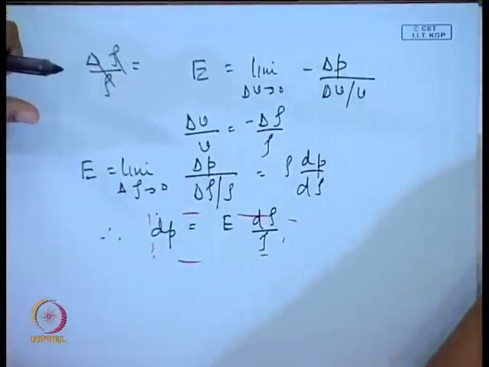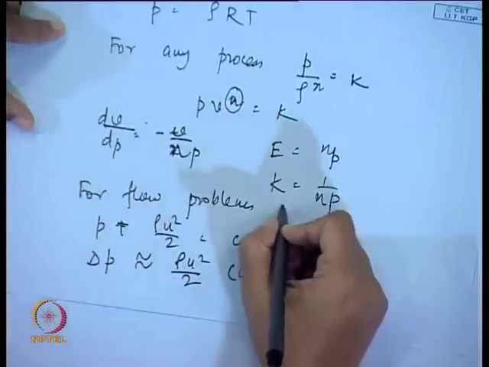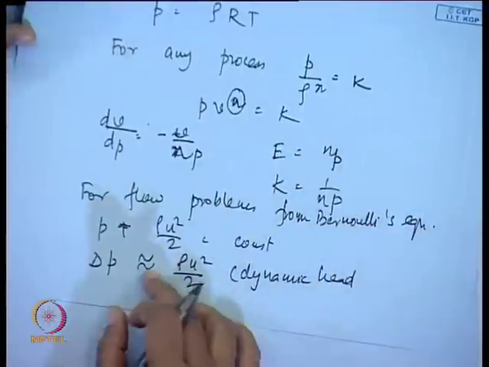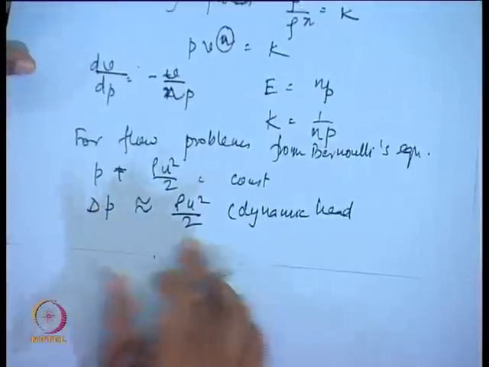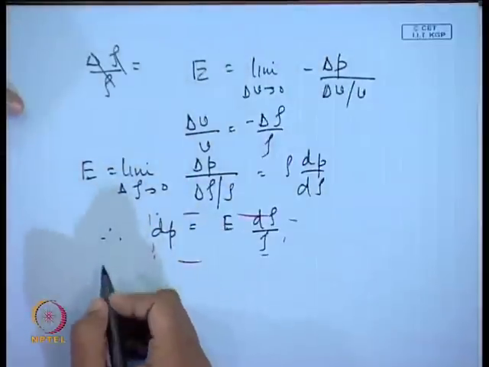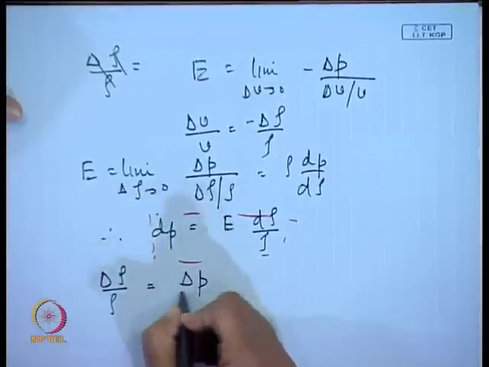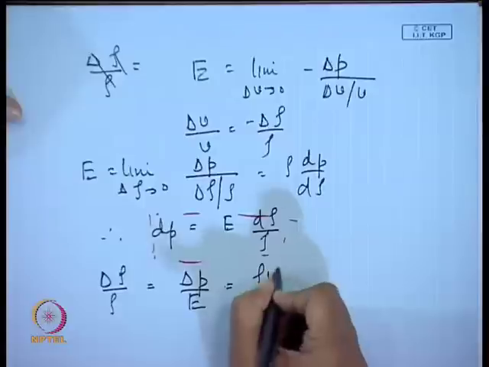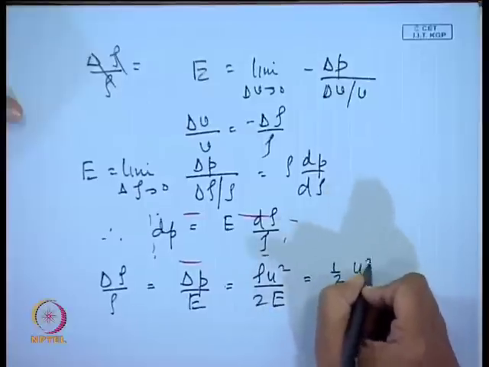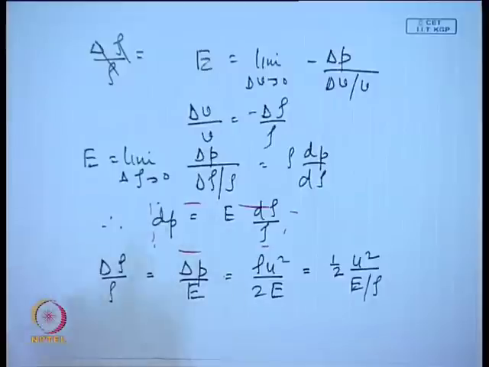And we can substitute this particular dP in the expression which is obtained from Bernoulli's equation, isn't it? And so, from here what do we get? We get that delta rho by rho is nothing but equal to delta P by E. This is rho u square by 2 E, or in other words, this is half u square by E by rho. Can we write it in this form, yes or no? I am just doing basic substitutions.